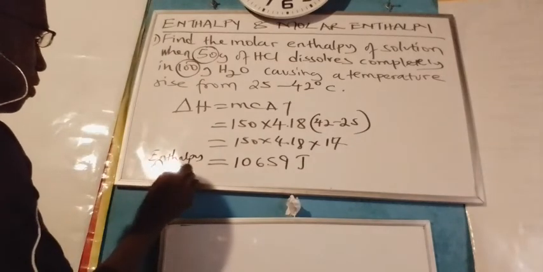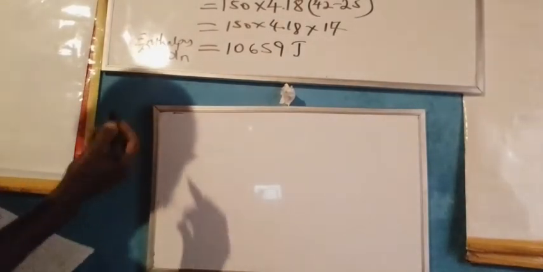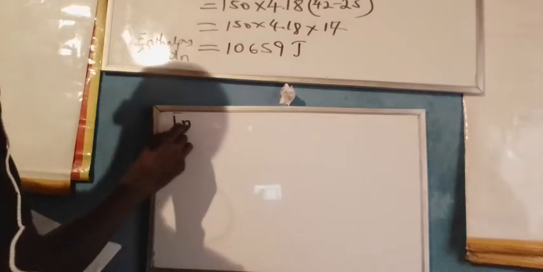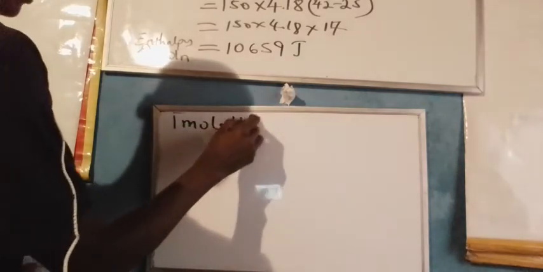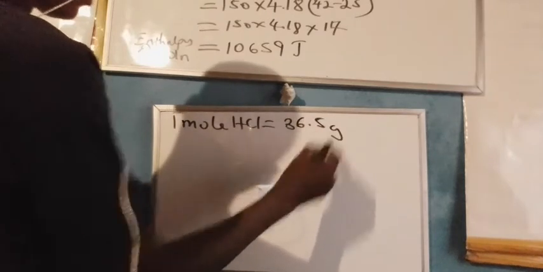Now, since this is the enthalpy of solution, what then is the molar enthalpy of solution? To be able to compute the molar enthalpy of solution, I will need to first determine the number of moles that have produced that energy. Remember, we were given 50 grams of HCl, so we can say that 1 mole of HCl is the same as 36.5 grams. Now that is in respect to the relative molecular mass.